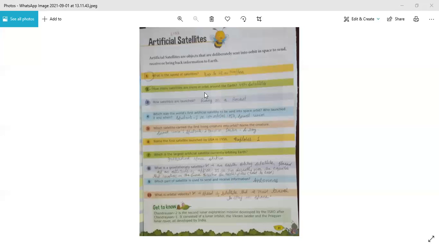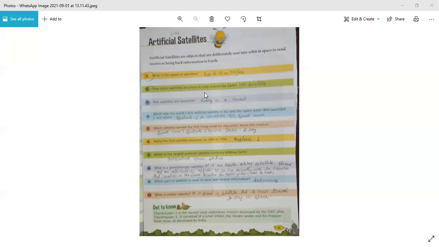And name the creature. You have to tell the name of the creature also. Which creature was taken on that satellite? It was a dog, and its name is Laika. Okay, bache. Now, sixth, you have to tell the first satellite launched by the USA in 1958. It was Explorer 1.